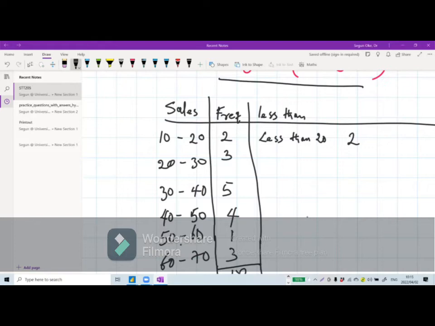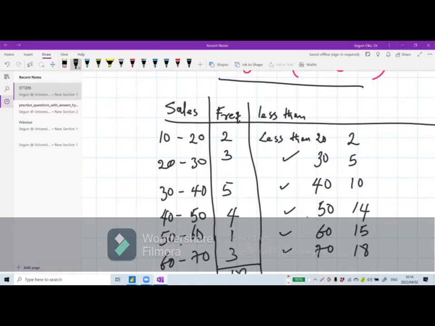Now, cumulative frequency means addition. You add them together. Then less than 30 is what? 5. Less than 40 is what? 10. Less than 50 is what? 14. Then less than 60 is what? 15. And less than 70 is 18. Let me just put them in the brackets so that you understand it.